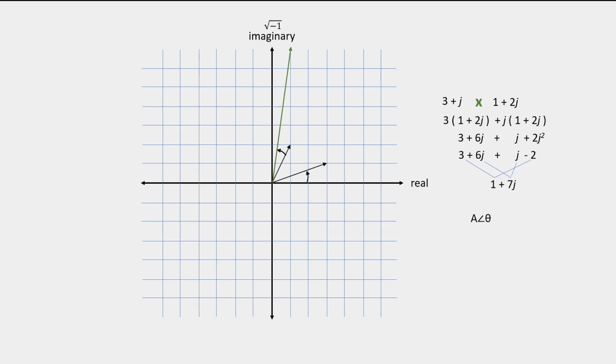Due to this, at times we feel more comfortable writing complex numbers in amplitude-angle form, where a is the length of the arrow, also called amplitude, and theta is the angle it makes with the x-axis. So the product can be taken by multiplying amplitudes and adding the thetas.